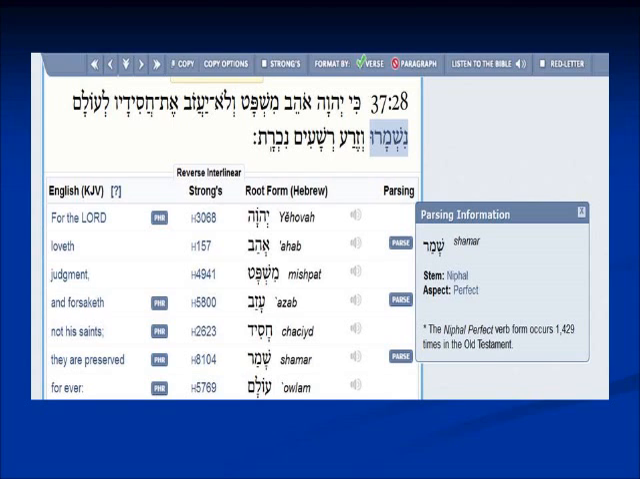So we can tell from this conjugation, nishmaru, that it is a nephal. The aspect here is perfect. Remember, the aspect is what we would call the tense. It's the past tense. The saints are guarded. The saints are preserved.